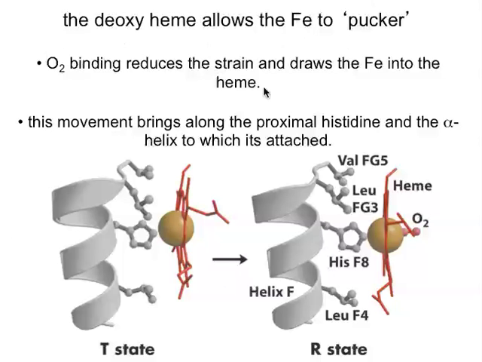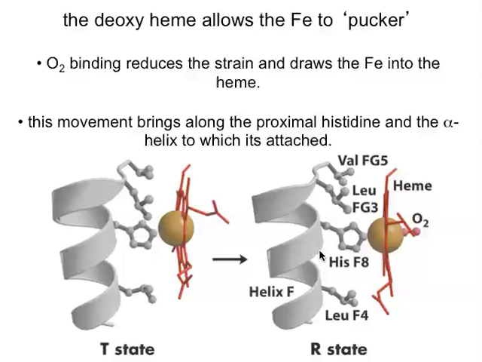Deoxyheme allows the iron to pucker, as I've said. You can see the distortion quite clearly here in the T state, right, interacting strongly with that histidine. But when we bind oxygen, that 6th coordination site draws the iron back into planarity with the heme. So that heme is covalently linked to the histidine. That means that the F helix moves along as well. So we have a conformational change that occurs as we move from the T to the R state. Oxygen binds, pulls us in, and you could imagine then that can be transmitted to the rest of the molecule.